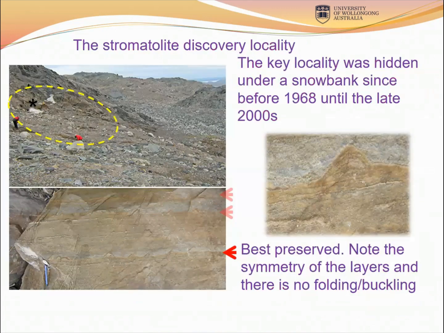So this shows a stromatolite discovery locality. And again, this tiny area here is the only place in the world where these have been discovered at such an age. The ringed area there, the yellow ring around it, the key locality, was hidden under a snowbank since before 1968, judging from old aerial photographs, until the late 2000s.